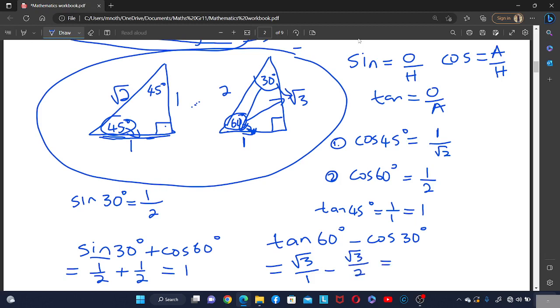So we have an LCD here, which is 2. How many times does 1 go into 2? 2 times. Then we're going to have 2 times root 3, which is 2 root 3, minus, how many times does 2 go into 2? 1 time. So 1 times root 3 is root 3. Therefore, your answer is root 3 over 2.